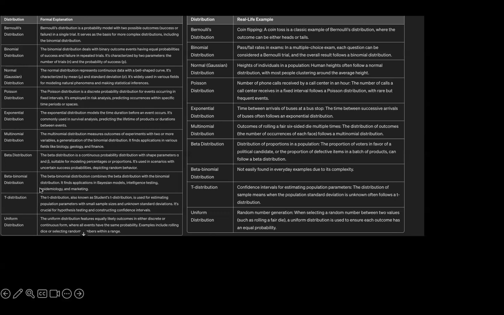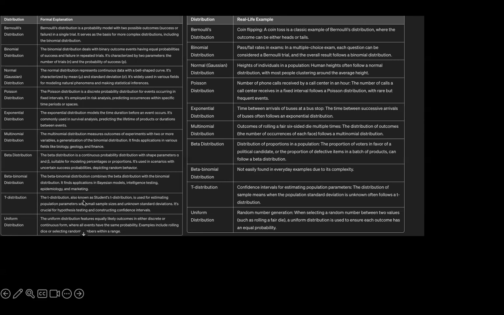Next is beta binomial distribution. It always combines the beta distribution as well as the binomial distribution. Bayesian models are used, and it is mainly used in marketing and epidemiology. It is not a very big deal as an everyday example due to its complexity.